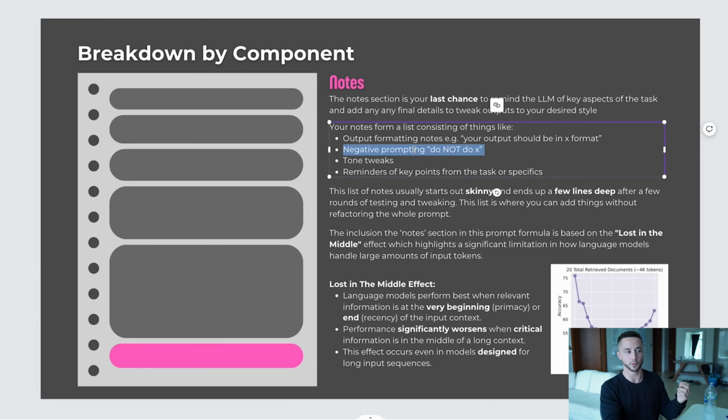Small tone tweaks, reminders of key points from the task or specifics is really what I use the note section for. And as I say here, it usually starts out quite skinny, because if you do all the prompting correctly, you'll have, well, I've got nothing else to say in the prompt. I've got nothing else to say at this bottom section. And then you give it a spin, you throw some inputs at it, and it starts doing some wacky stuff. And you come back and go, oh, well, let's just remind it of some things I've said earlier on. And you start to add this list of things to the notes.